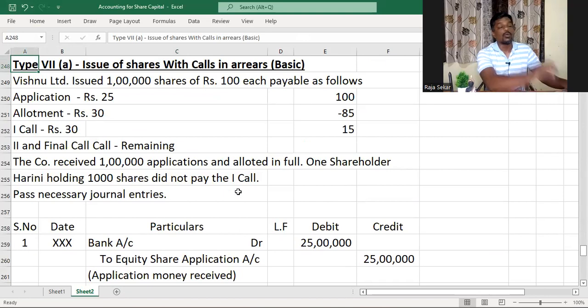You might be wondering how to account for it when more than one shareholder does not pay. And that is what we'll be looking at in the next video.